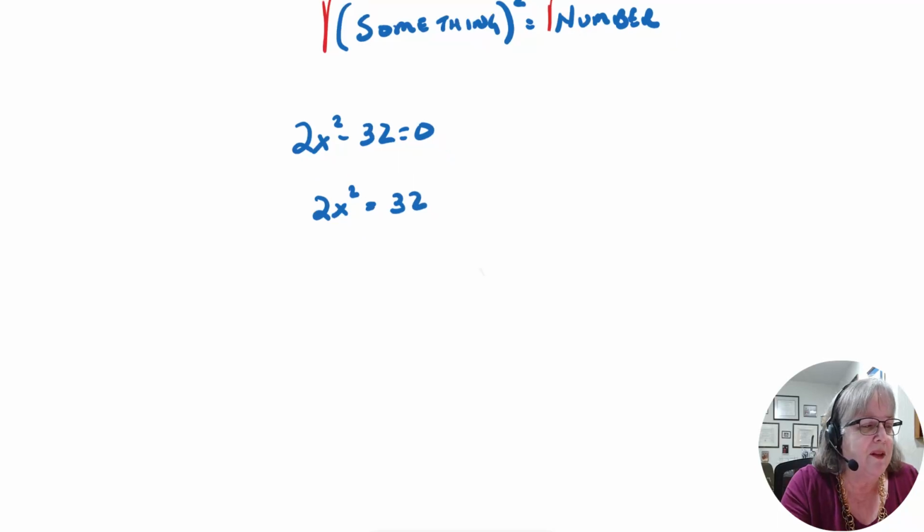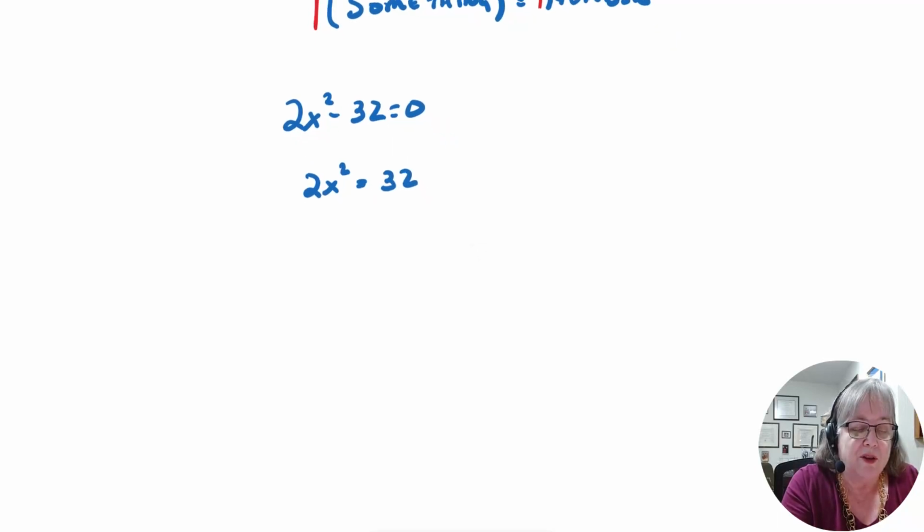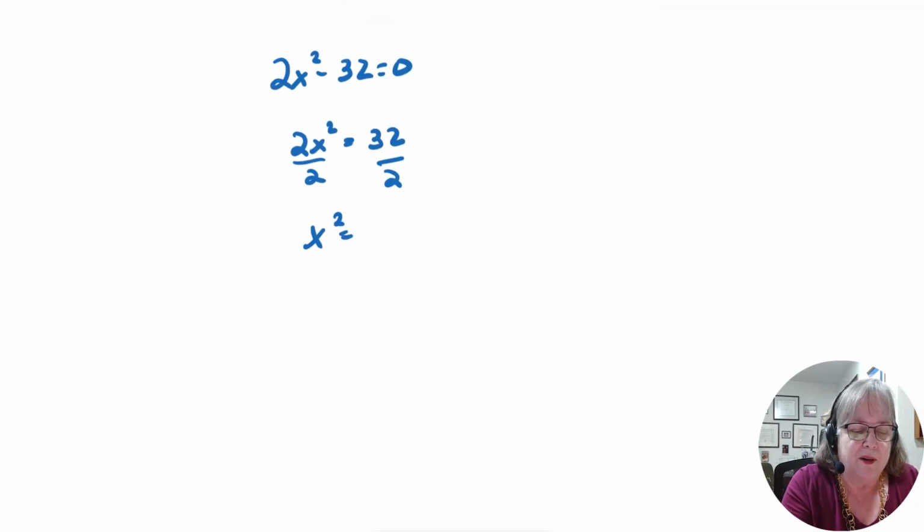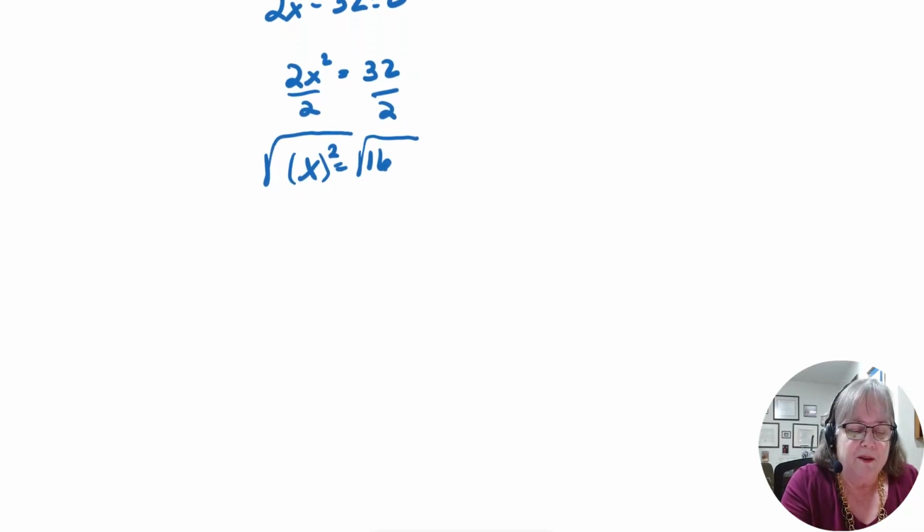So I'd move the 32 to the other side. 2 is not a square, so I don't have something squared equals, I have an extra outlier 2, so I'm going to divide both sides by 2. Now I have x² = 16. Now I have something squared, the only thing over here squared, equals a number, which doesn't have to be a square. So we're going to square root both sides. The square root of x² is x. Don't forget the plus or minus, and simplify where you can. The square root of 16 is 4, and those are your two answers.